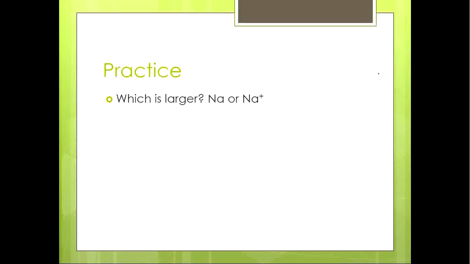So let's take a look at these practice problems. Which one is larger? Is it the neutral sodium or the sodium ion? Remember that the cations are smaller than their neutral atom, and so the neutral sodium is larger. Which one is smaller between sulfur and the sulfur ion? Because the anion is larger than the neutral atom, in this case, the sulfur would be the smaller one.